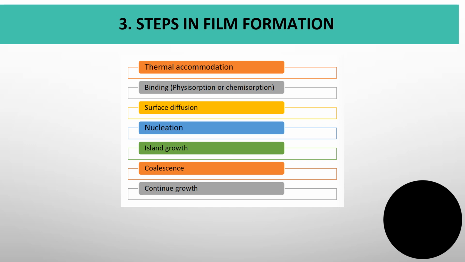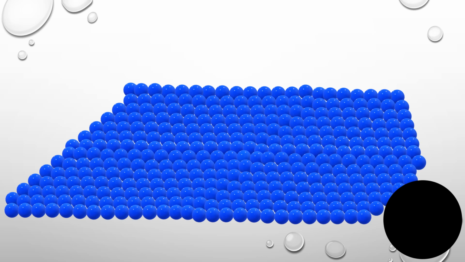And then what happens is that once thermal accommodation has succeeded, the atoms will be bombarded and then they will have some binding, which involves physical absorption and chemical absorption, where these atoms will then go to the substrate and have some surface diffusion. And then diffusion will occur, some island growth, coalescence between these atoms, and then the next one is the continuous growth of the thin film. So based on that, we have some basic understanding of what is happening.